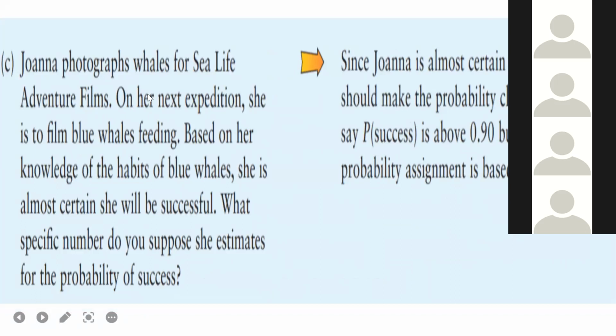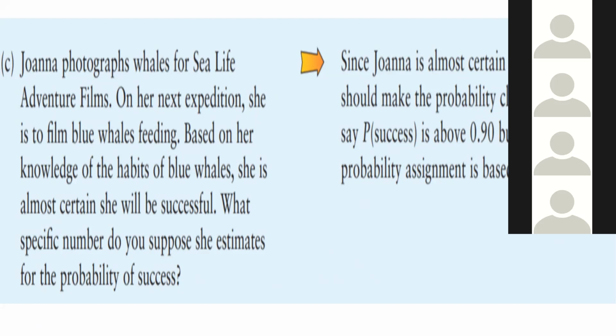Okay? Photographs whales for sea life adventure films. Kumuha ng mga picture ng mga whales. Since Joanna is almost certain of success, she should make the probability close to 1. So this is based on her intuition. Mahirap. Dahil yun naman ang interest niya, pili ka lang ng probability, of course, closer to 1.